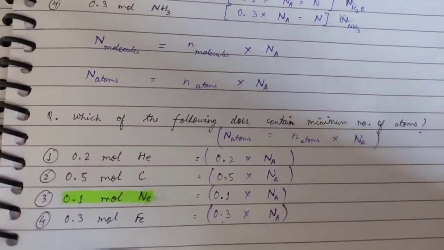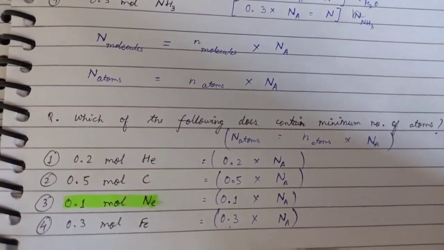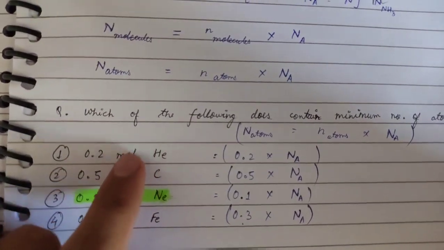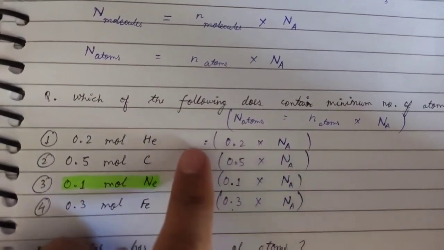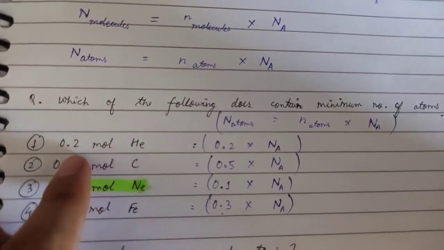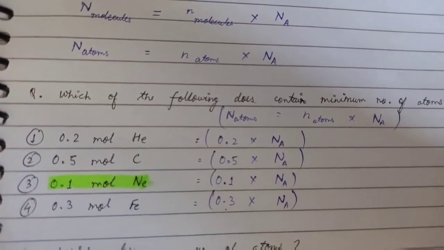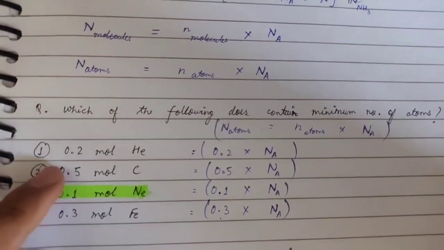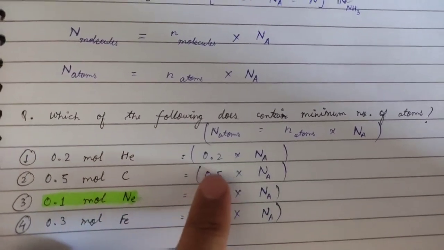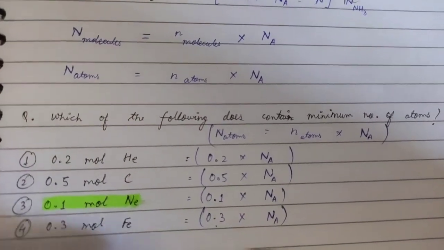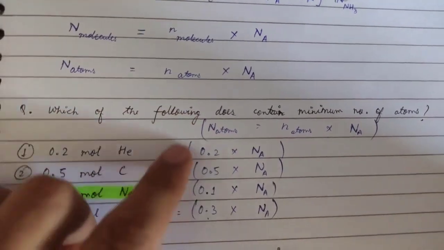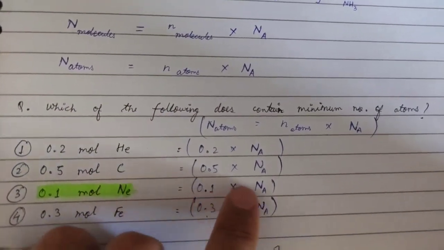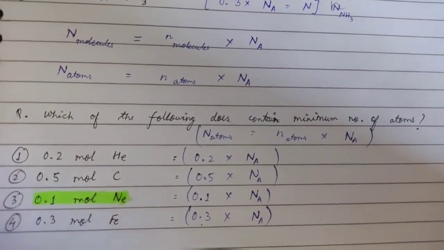Now it is given in moles. So either we first convert it into number, or we can directly compare it also, because mole is always multiplied by Na, and Na is a constant number. So we will directly multiply the given mole by Na to get the number of atoms, because small n into Na gives us the actual number. Simple. So 0.2 into Na, 0.5 into Na, and similarly it goes. 0.1 is the smallest as compared to all of these, because Na is common in all four options. So it will have the least number of atoms.